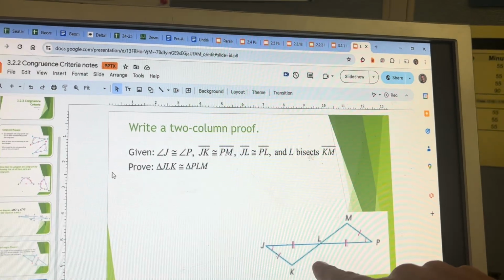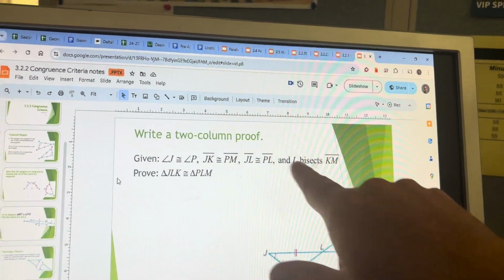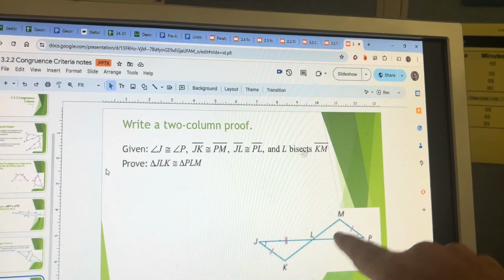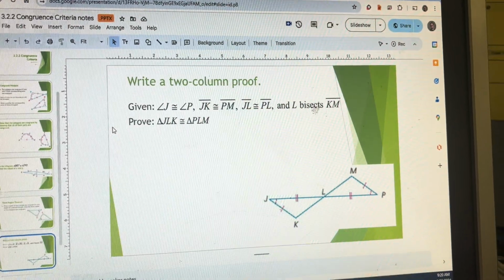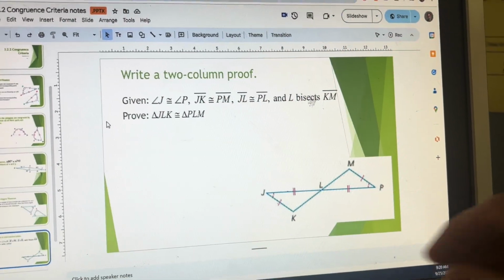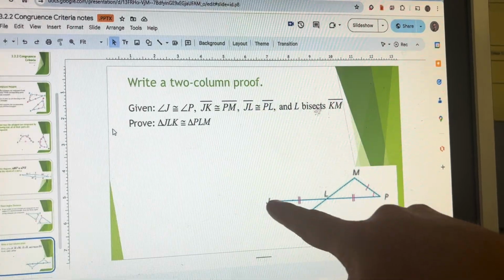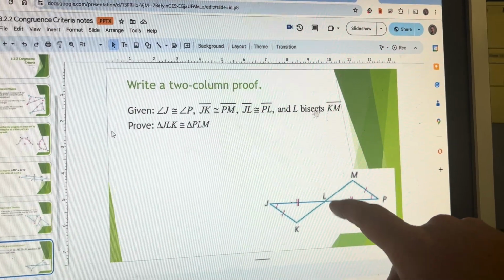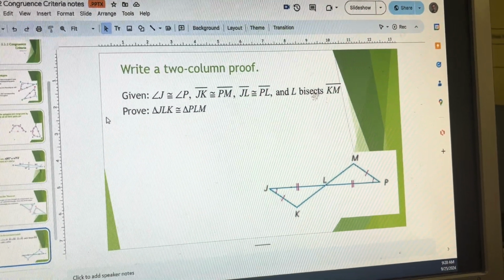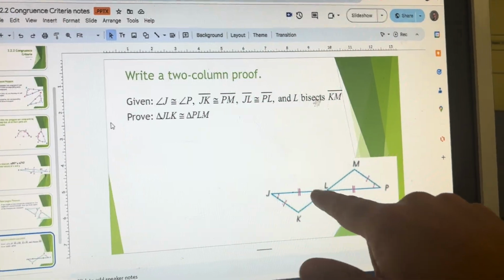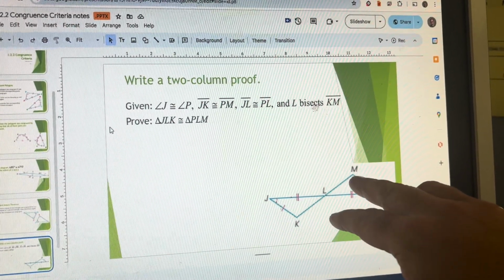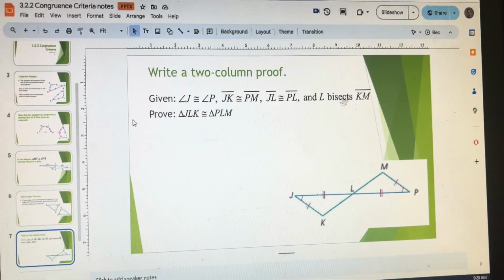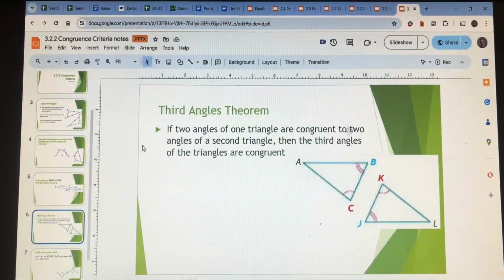So I can say that KL is congruent to ML because of the definition of a bisector. We have L bisecting KM. Bisect means it cuts it equal, half, okay? Then we can say this right here, angle JLK is congruent to angle MLP because those are vertical angles. So then I have two angles with those vertical angles, which means I can say angle M and angle K are going to be congruent because of the third angle theorem that was just on that previous slide.